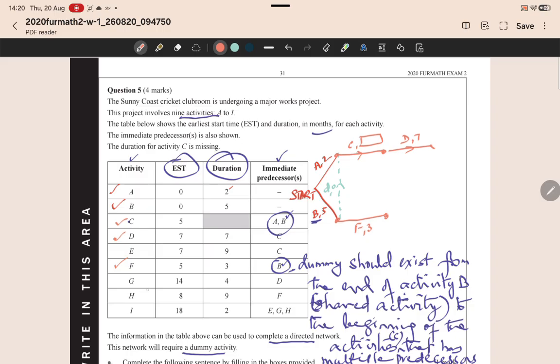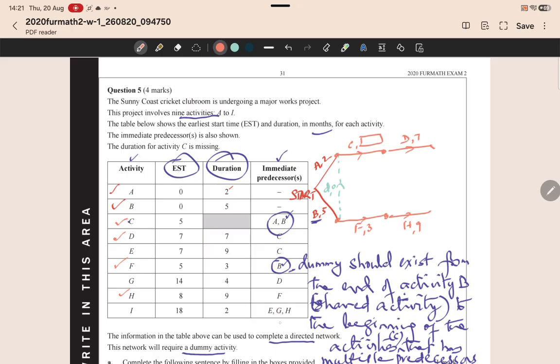And G takes off from D. Now I can see that E and G join together. Now E is from C and E and G join together with an H. H takes off from the F that we've drawn. So let's draw H of duration 9.